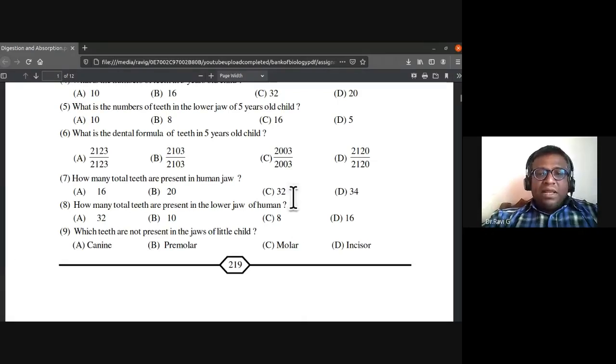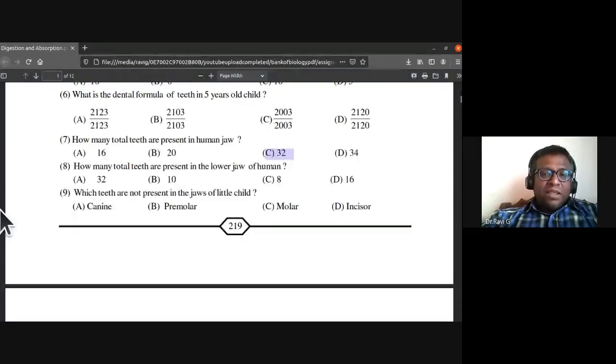So human teeth, and they are talking about adult, it is 32. So 32 is the total number of teeth in the human jaw. 2123, you should remember about that permanent set dental formula. 2123 divided by 2123, that is the permanent set dental formula. You should multiply it by 2 into 2. So that will be 16 plus 16, totally 32.